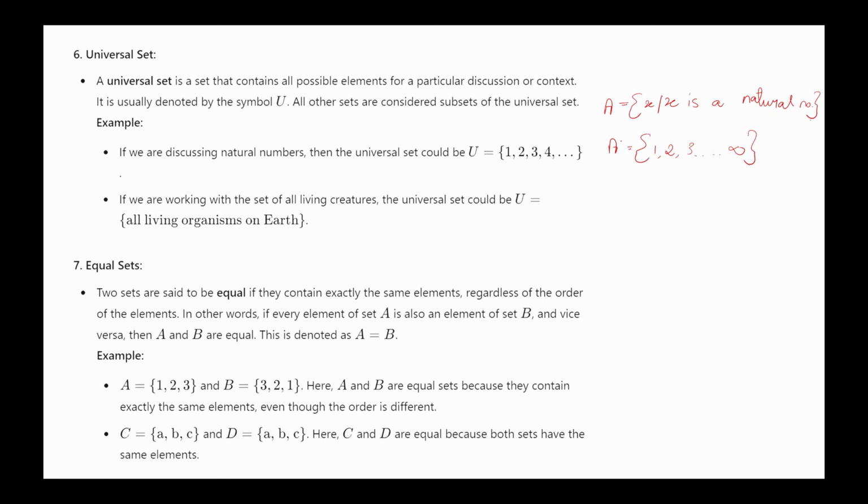Now let's say I would have said A is equal to {x : x is a natural number greater than 4}. Then it wouldn't have been a universal set, because I'm talking about numbers which are greater than 4, so 1, 2, 3, 4 are getting left out. So it does not become a universal set. Keep this in mind: a universal set could be anything, but it should take into account all the elements of the topic or the discussion that we are going on with.